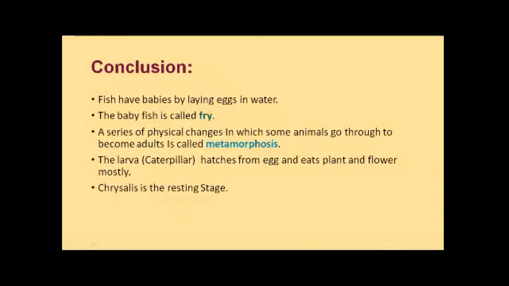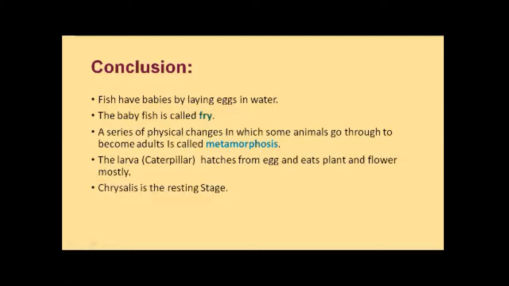Now come to the conclusion of today's lesson. Fish have babies by laying eggs in the water. It's very obvious because fish always live in the water, so fish have babies by laying eggs in the water. A baby fish is called fry. Fry. A baby fish is called fry.